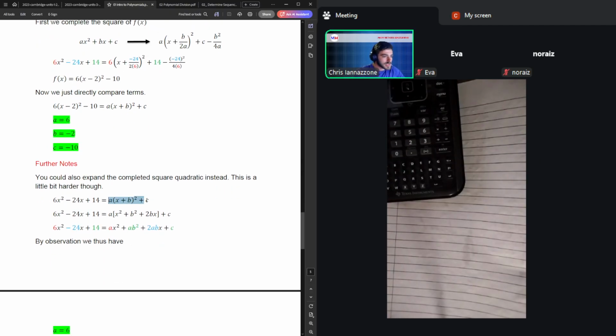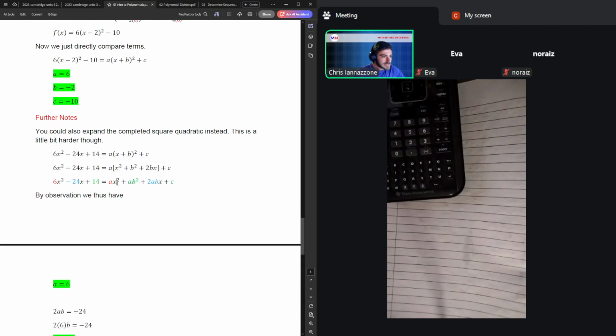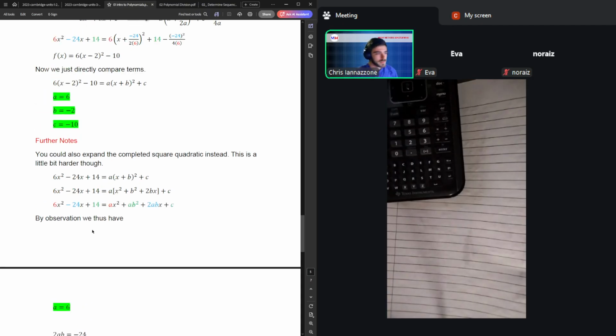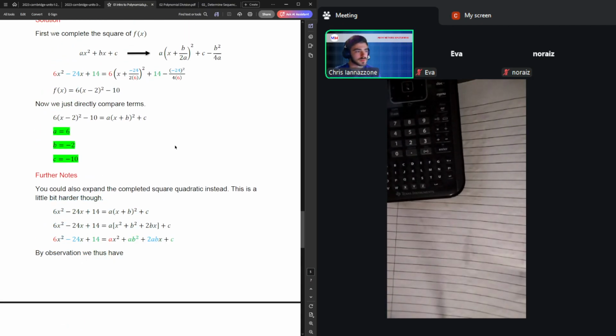So what that would look like would be here, right? You expand out this square bit here, getting you to this, distribute the a all the way through all those terms, and then you do the whole equating coefficients thing, where you've got an x squared here, a 6x squared here, so a is going to be 6. You've got a 2abx here, a negative 24x there. Negative 24 must therefore be 2ab, and well, you already know what a is from here. So that's just another way of comparing term by term.